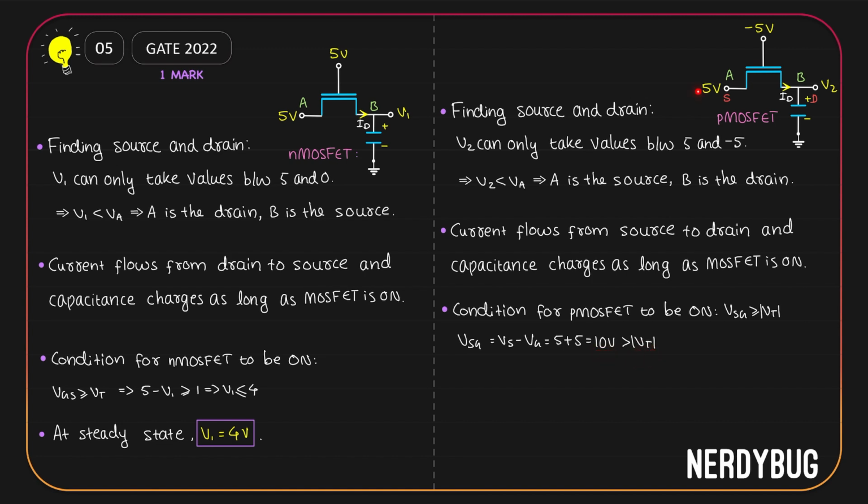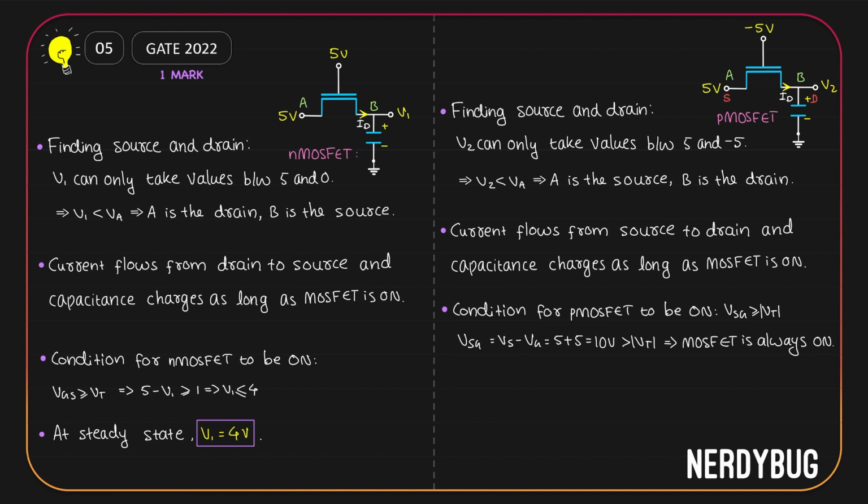Here the source voltage is fixed at 5 volt. Gate voltage is also fixed at minus 5 volt. So Vs minus Vg is always going to be 10 volt. It is always going to be greater than the magnitude of the threshold voltage. Does that mean this MOSFET is always going to be switched on? That's exactly what it means. This MOSFET is always switched on. So the current will flow as long as the capacitor gets completely charged.